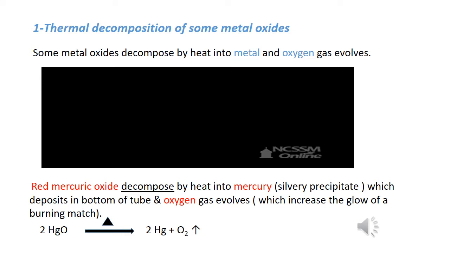and oxygen gas evolves. To detect the presence of oxygen gas, we can use a burning match. When we put the burning match inside the cylinder, the burning match increases in glow. So here, 2HgO, mercuric oxide, decomposes by heat into 2Hg plus O2.